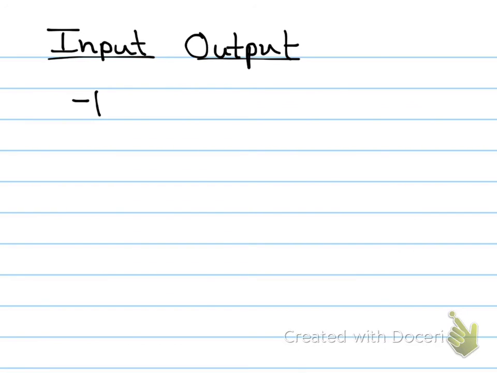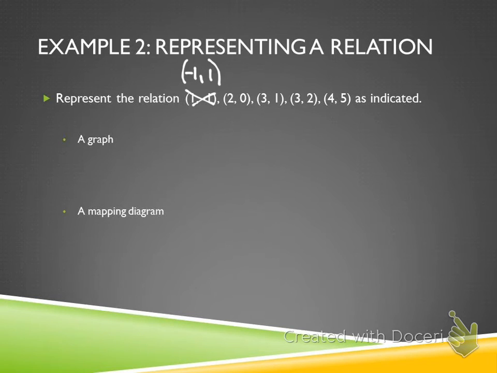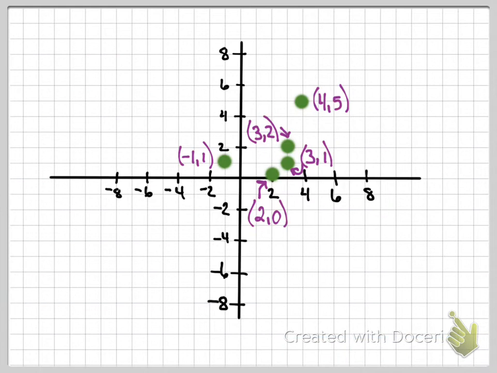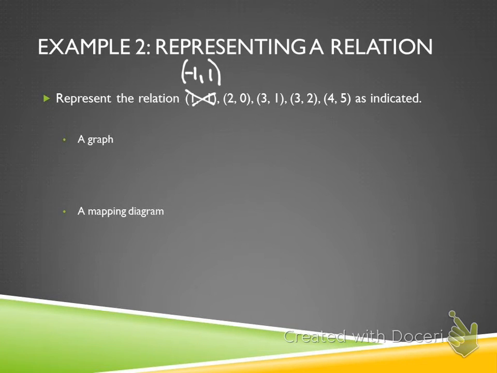So for my inputs I have -1, 2, 3, 4, 5. Now, 3 does repeat, but I only have to write it once in my mapping diagram. For my outputs, I'm going to list them least to greatest. What was my smallest output value? My smallest output value was 0 and then 1.